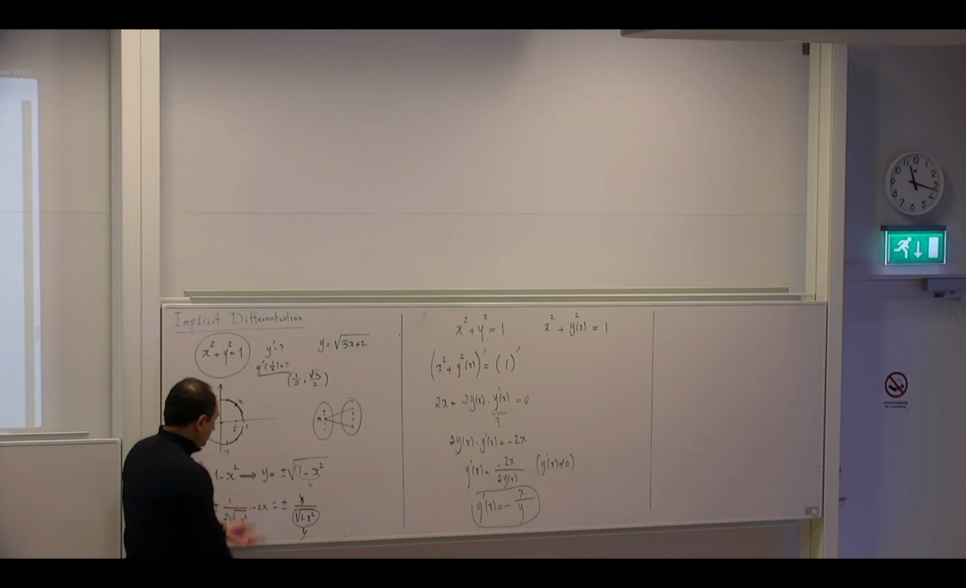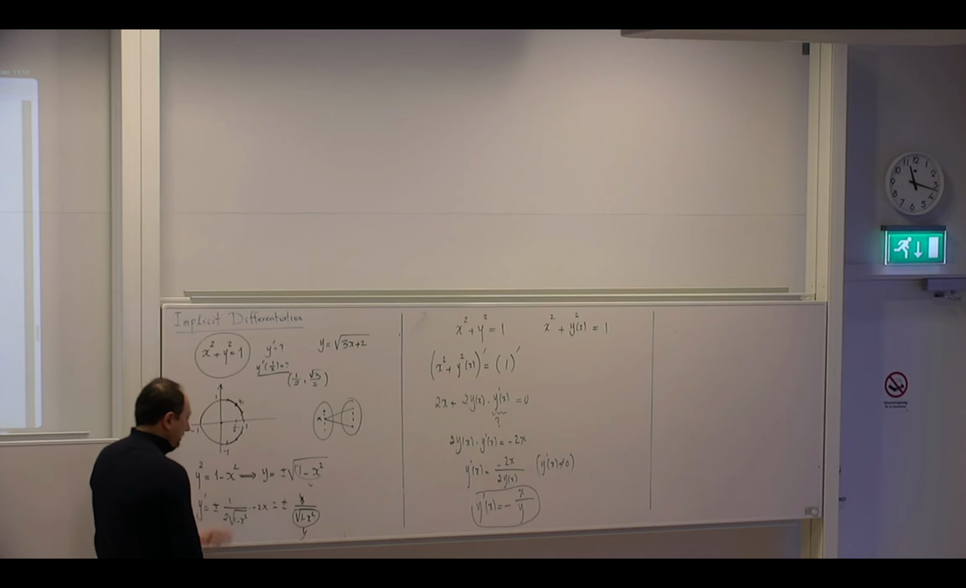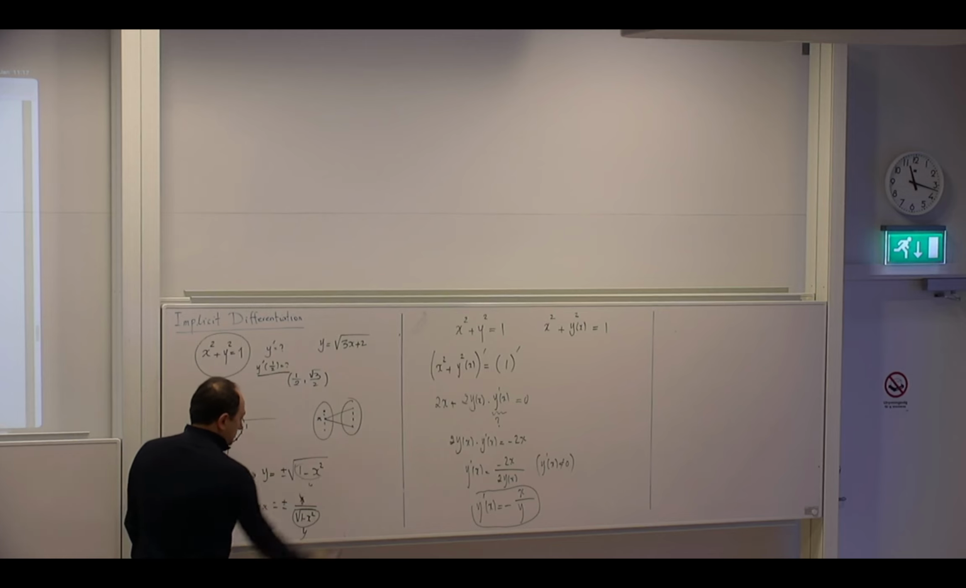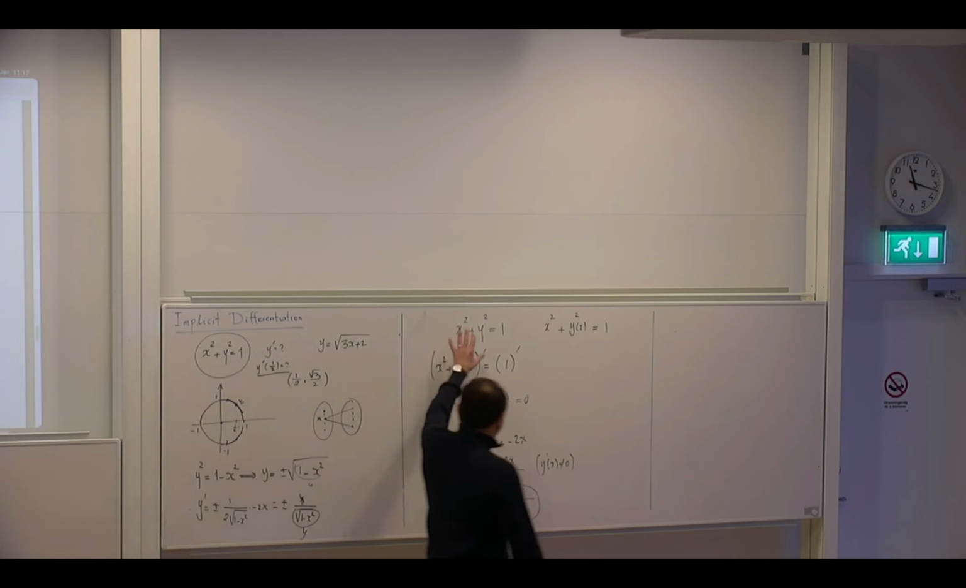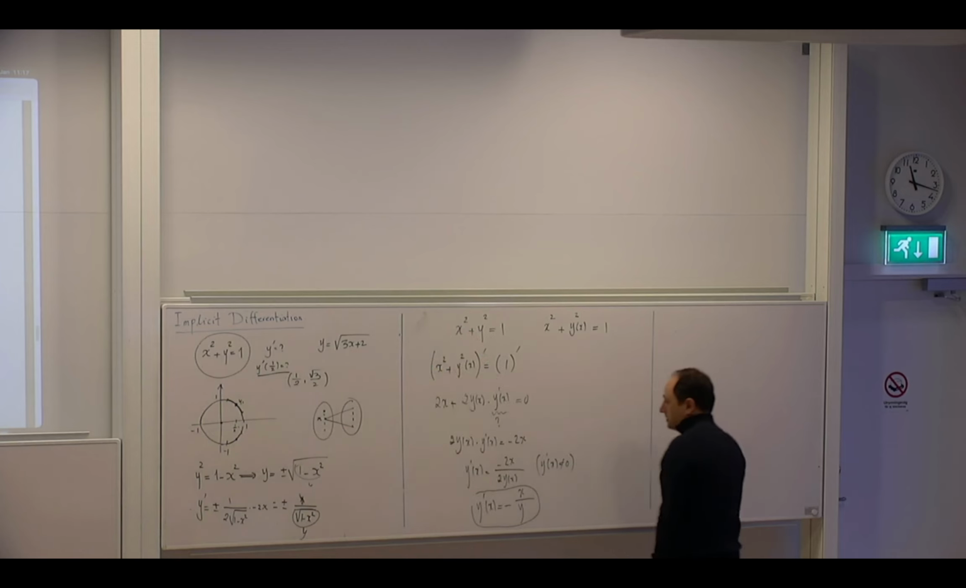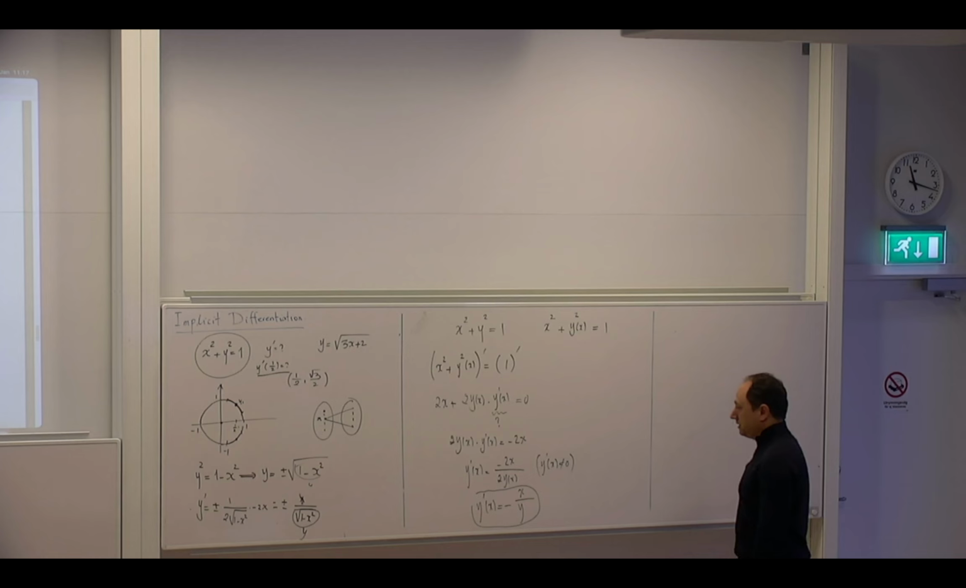So depending which y you are doing, you either get the positive one or the negative one. So that is exactly minus x over y. Is that understandable? Okay. So this is called implicit differentiation. It might be a little bit confusing in the beginning, but you will soon learn it.